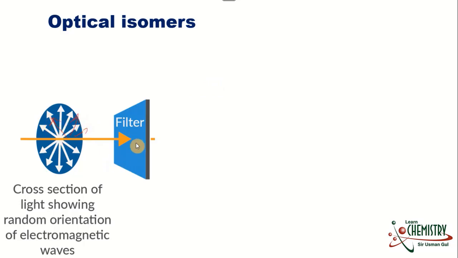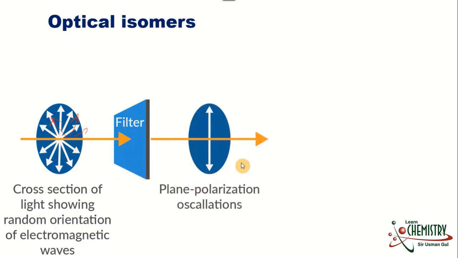So if we have a specific filter that can filter it and make it plane polarized light. So what is plane polarized light? Basically a light which only travels in a single plane. Okay, if I give you a daily life example, everyone has seen the laser light, red laser light or green laser light. So basically they are plane polarized light.